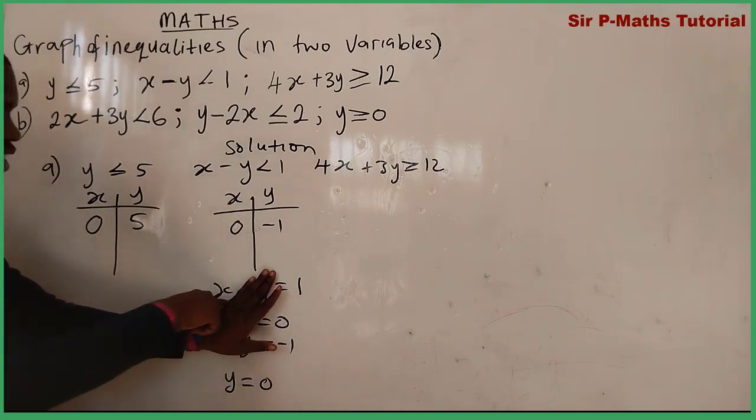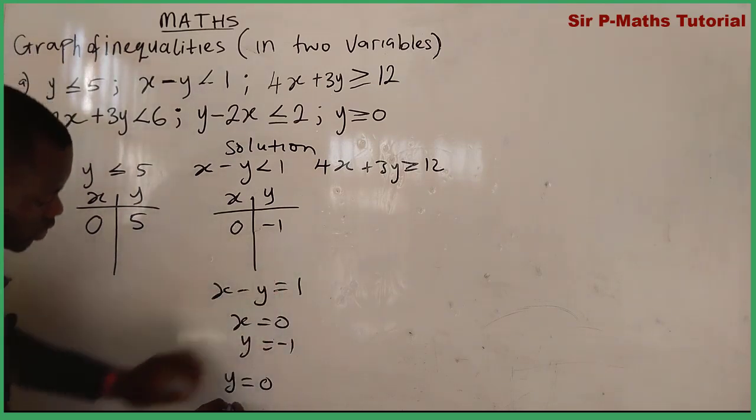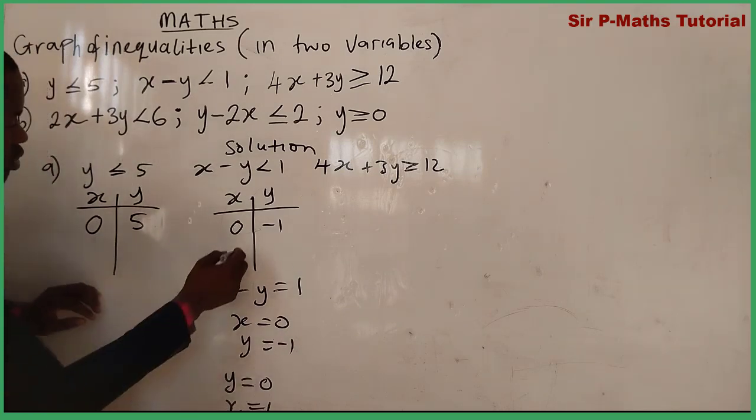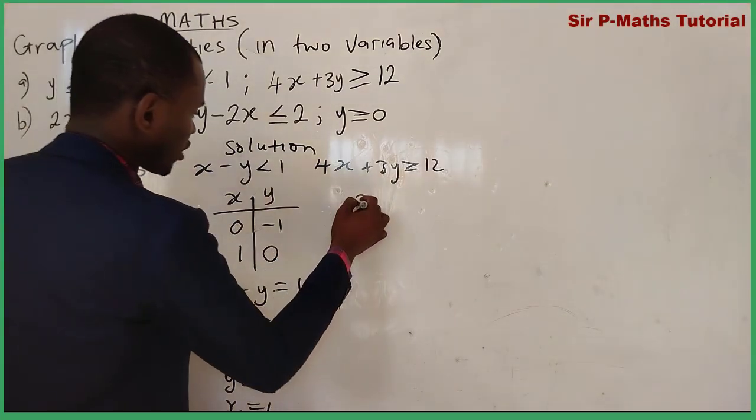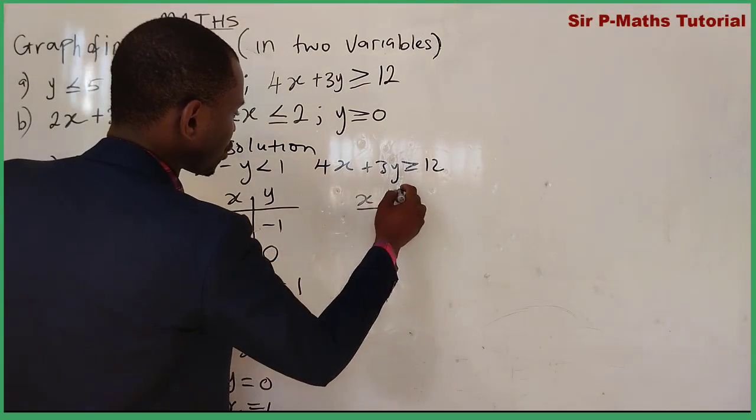Y is gone. That means x is equal to 1. So I have 1 for x and 0 for y. We go over to the next table.